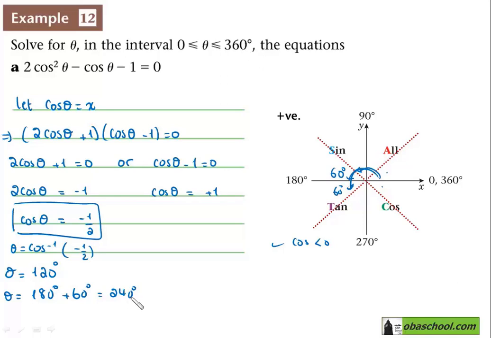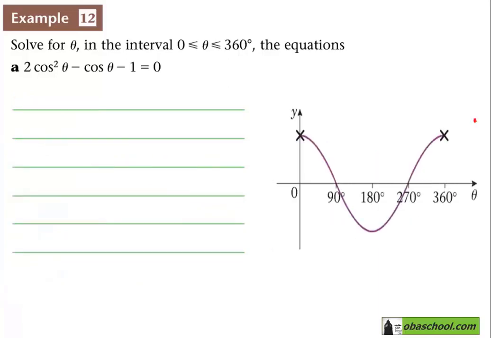Now we need to solve cosine theta equals plus 1. This is a different case because you know that cosine theta equals 1 is a special angle. We are going to use the graph of the cosine. This is the graph of the cosine that we will use. Cosine theta is equal to plus 1, where theta is between 0 and 360 degrees. This is the value of 1. So, theta equals 0 degrees or theta equals 360 degrees. Both are accepted because they are within the range.